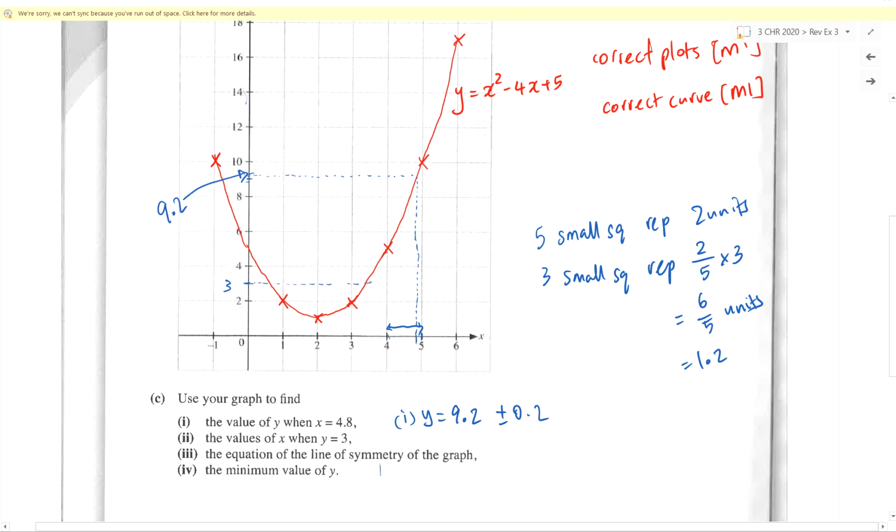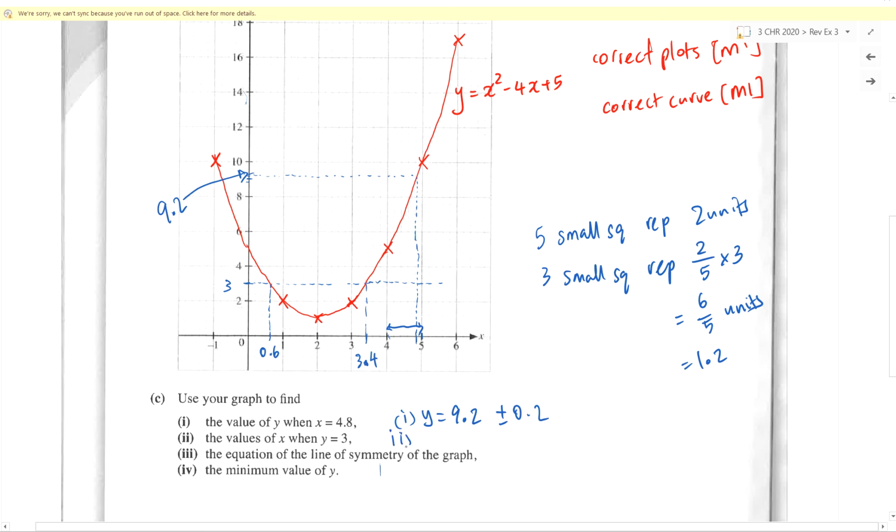And we notice that there are 2 people staying in level 3. The first guy is in this block. The second guy is in this block. So what are these values? 5 small squares represent 1 unit. 3 small squares will represent 0.6. That's my first answer. My second answer will be 3.4. So I have 2 answers.